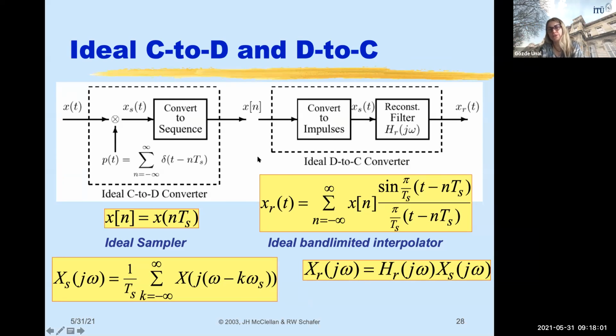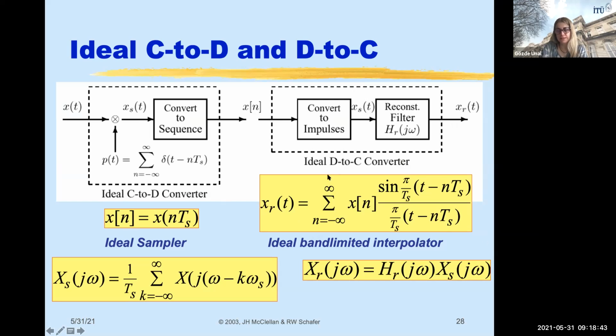Now on the right, we see the discrete to continuous converter. Remember, the discrete time signal comes in. This was just a sequence of numbers, but now I'll write it mathematically as numbers times shifted impulses, to be able to write it as x_s(t). So it's shifted impulses. Now this goes through a reconstruction filter, which is a low pass filter, and we get the reconstructed signal.